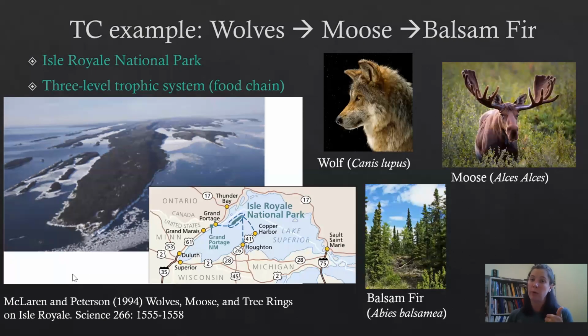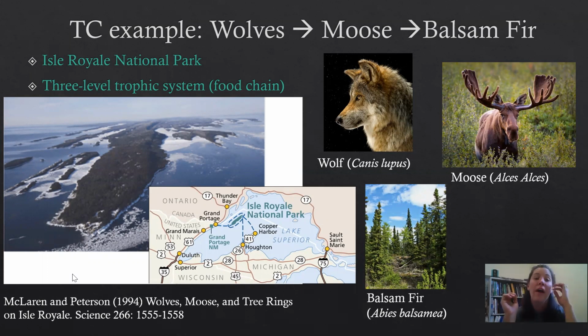We have the gray wolf, we have a moose, and we have a balsam fir. And those italicized words in parentheses next to the species names are the scientific names of the species. So it's a genus species. So wolves are Canis lupus, moose are Alces alces, and you get the point there.